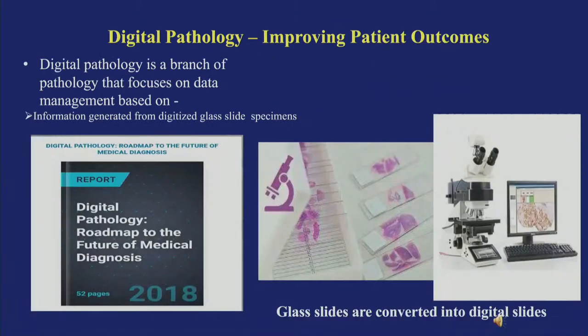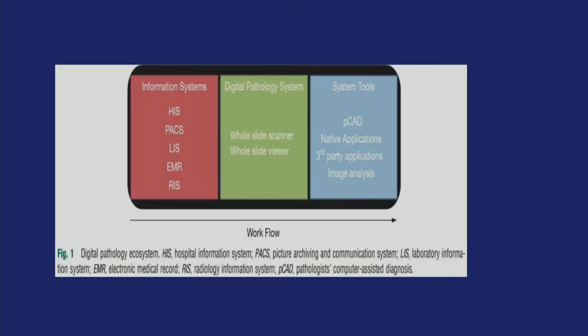And what is digital pathology? So basically, it's a branch of pathology which focuses on the data which is based on the digital slides. That is, all the slides are scanned in a machine and you get the digitalized slide. And this can be sent to multiple people at the same time. Multiple pathologists in the same department can view one slide at the same time. You can map the area. You can annotate the images. You can discuss. It is used for various purposes.